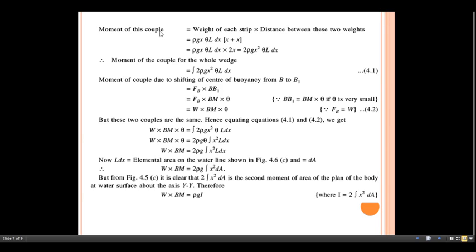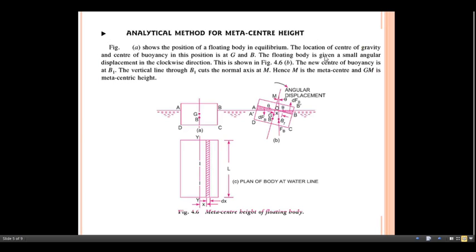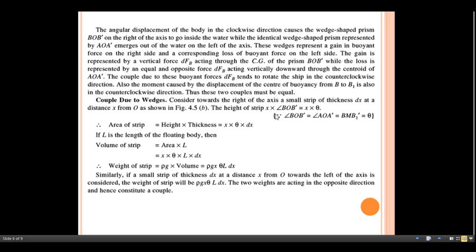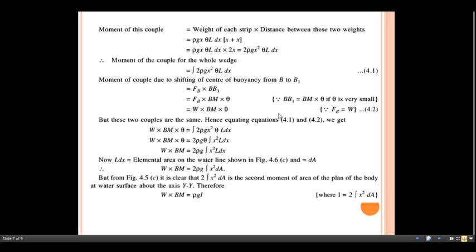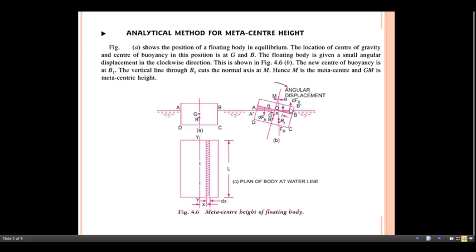If you just see the couple, it is the weight of each strip times the distance between the two weights. Here the weight comes for these two strips multiplied by the distance. The distance on one side is x, and similarly you can get the distance from the other side.